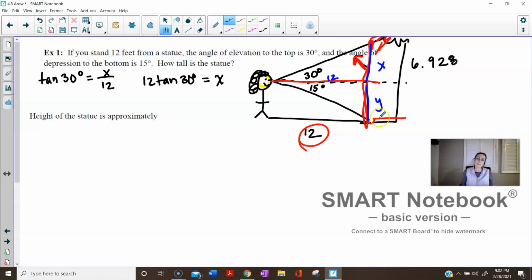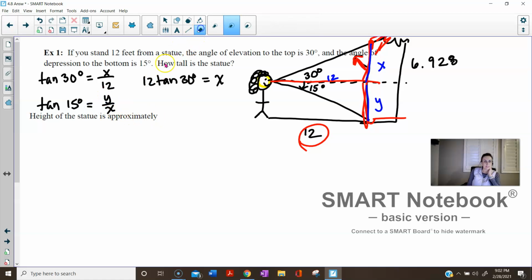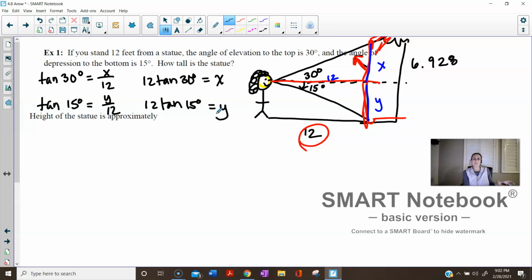So this height is 6.928. And now we're going to look at this angle of depression. So looking at the angle of depression, the tangent of 15 degrees is equal to y over 12. So take the 12 and multiply it. So 12 tangent of 15 degrees equals y. Throw that into your calculator. So 12 tangent of 15, and your answer is 3.215.